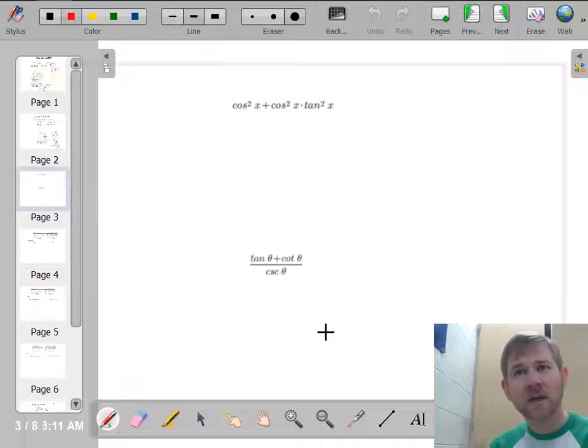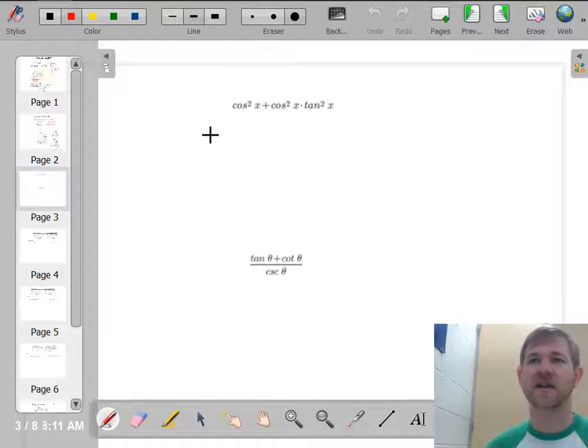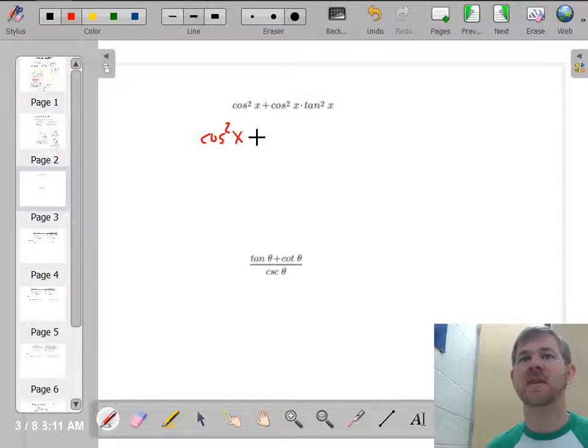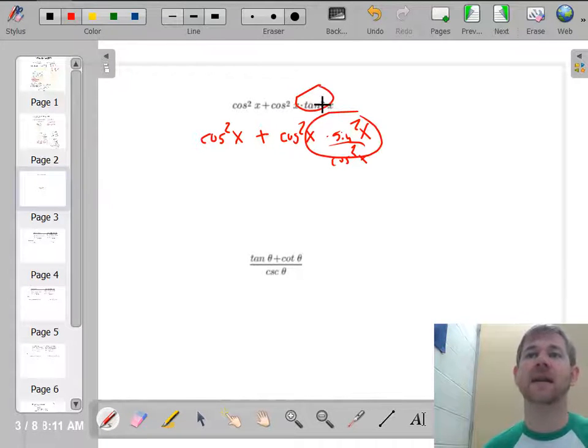Let's try a couple more. Cosine squared plus cosine squared. Generally, when you see multiple different trig functions, it's a good idea to factor. But let's see what happens if we just make everything in terms of sine and cosine, because it might work out fine that way too. Sine squared x over cosine squared x. So all I'm doing is taking tangent and rewriting it as sine over cosine.